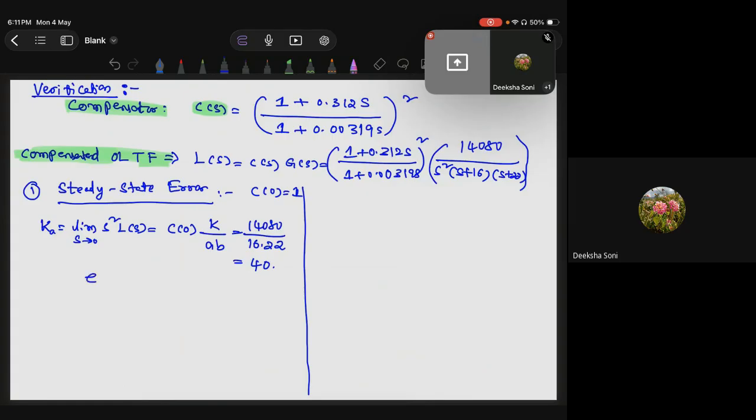Okay, now steady state error is 1 by Ka. Okay, 1 by 40. So which is equivalent to 0.025. Okay, it is satisfying the given value. This is the given value. Okay, next. So next is bandwidth.